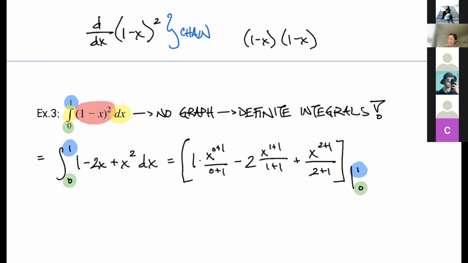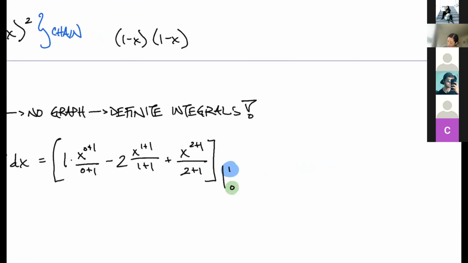Now, again, this looks really gross, so let's simplify before we start plugging in any numbers. So x minus, let's see, 2x squared over 2 is just x squared, plus x cubed over 3. And we're going to plug in 1 and 0. And after we plug in 1 and we plug in 0, we are going to subtract them.